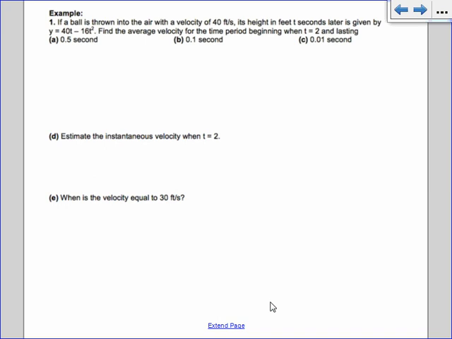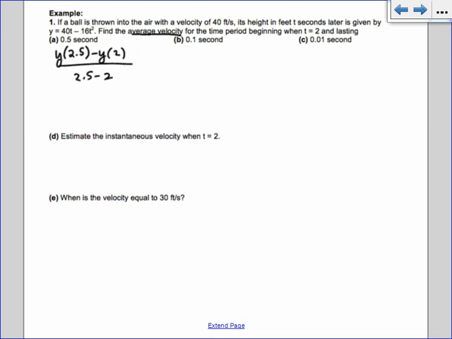So it says, if a ball is thrown into the air with a velocity of 40 feet per second, its height in feet t seconds later is given by y equals 40t minus 16t squared. Find the average velocity, so the average rate of change, for the time period beginning when t equals 2 and lasting 0.5 seconds. So if I start at time 2 and I last for 0.5 seconds, I'm finding between 2 and 2.5. So I'm going to do y of 2.5 minus y of 2 all over 2.5 minus 2.